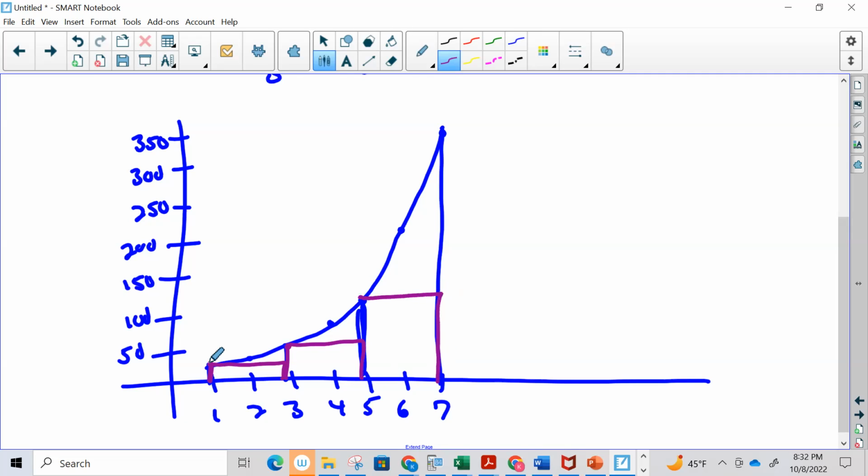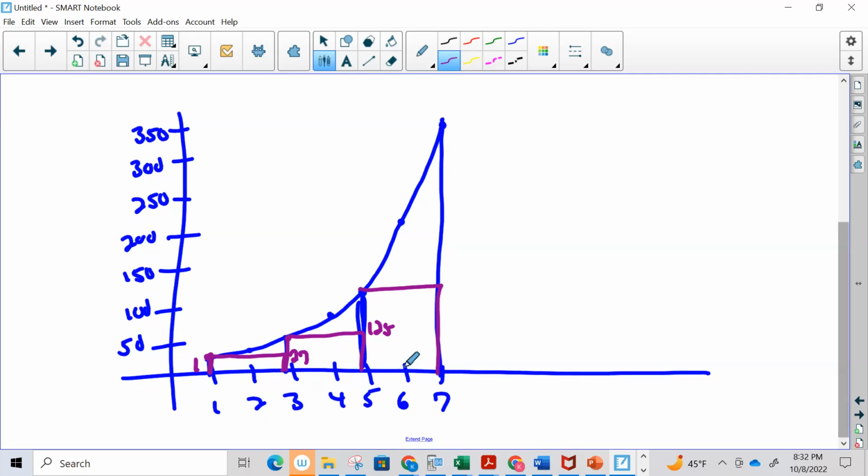So again, we're using the y value here. 1 cubed is 1, so this height is 1. Here 3 cubed is 27, so this height is 27. And 5 cubed is 125, so that's the height of that rectangle. And again, the width for all of these is 2.